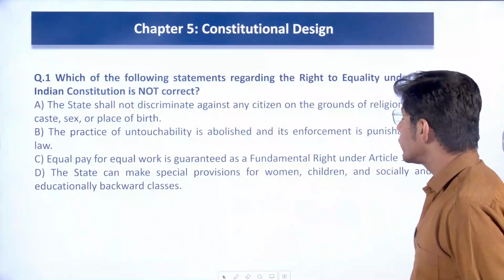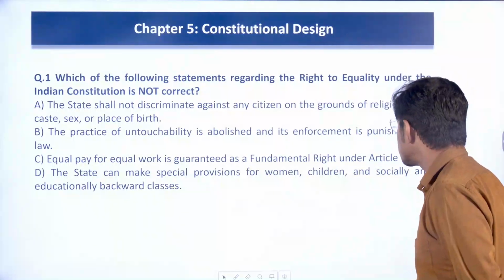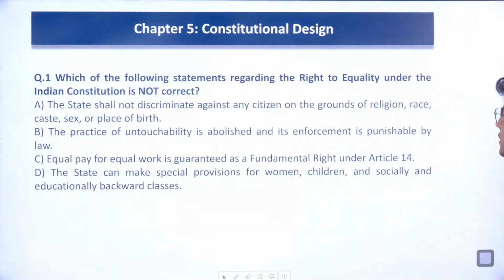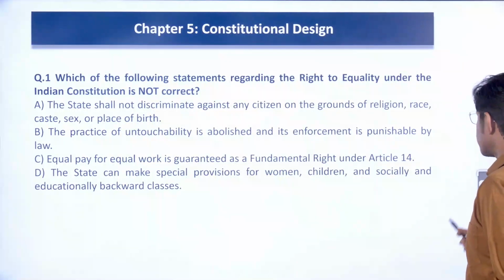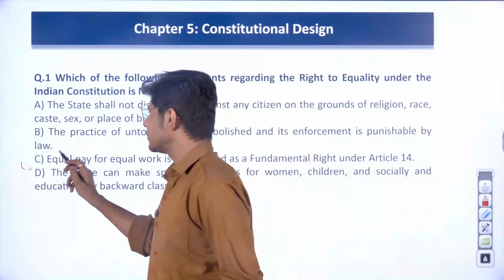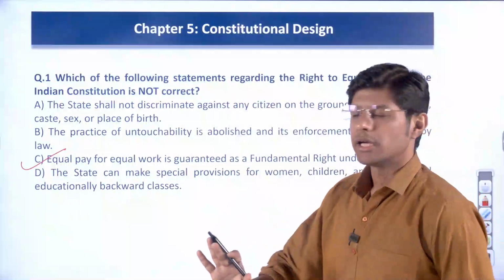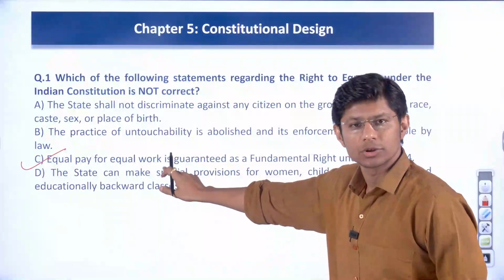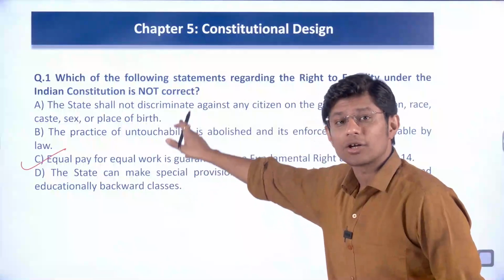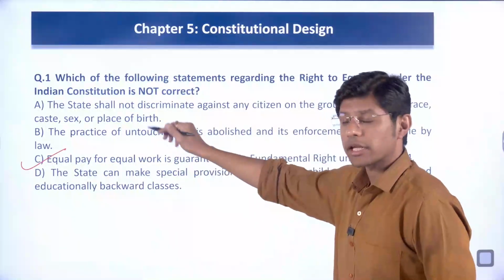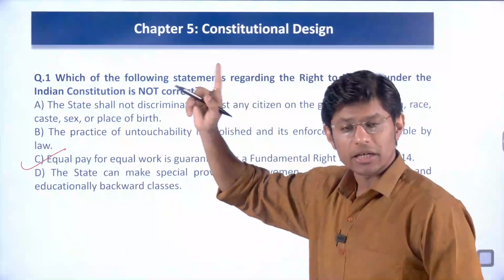Equal pay for equal work is guaranteed as a fundamental right under Article 14. The state can make special provisions. So, the statement which is incorrect is C, because equal pay for equal work is not part of fundamental right. We have not discussed this part. So, not discussed as part of Article 14. So, equal pay for equal work is not mentioned in Article 14.